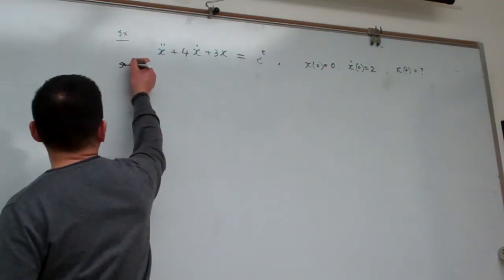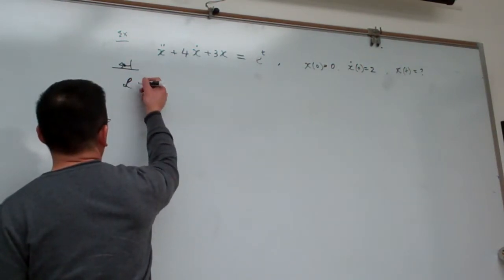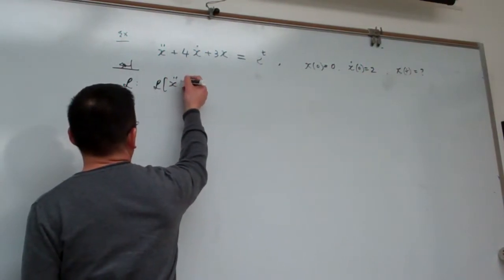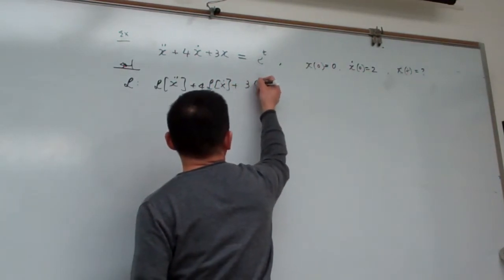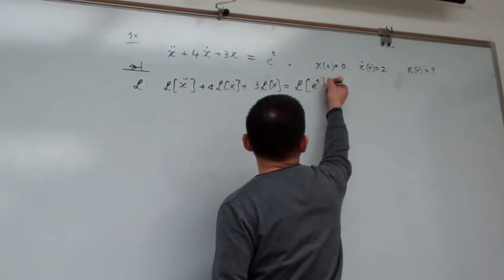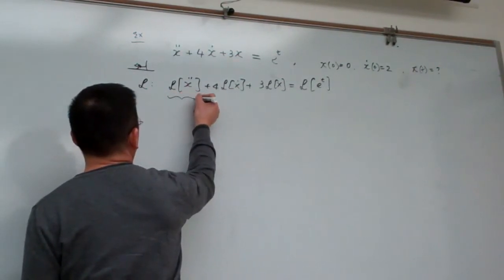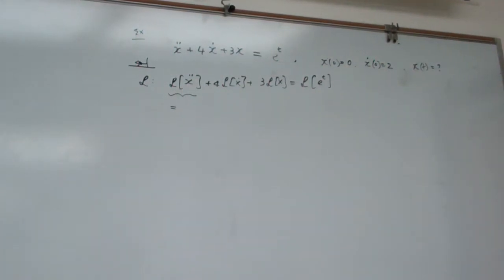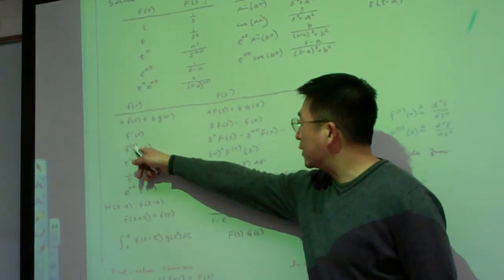So here are the solutions I want to demonstrate using MATLAB. The Laplace transform. So we take the Laplace transform on both sides. That means the Laplace transform of x double dot plus 4x dot plus 3x, and the Laplace transform of e to the t. For these terms, we look at the table here, so probably you can use the derivative. This one is the derivative here.